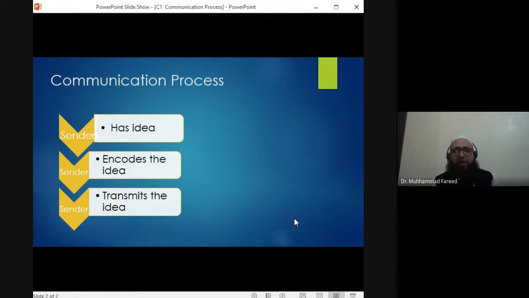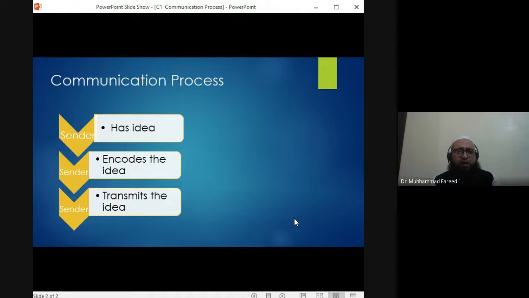So sender has an idea, right? And then in the next step, sender encodes that idea. Encoding is actually giving words to your idea, or if you're a painter, then obviously sketches. So this giving words to an idea is you're actually encoding the idea. For example, right now I'm encoding in English language, and now I'm encoding in Urdu language. So sender encodes the idea.